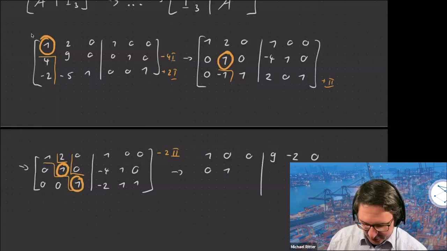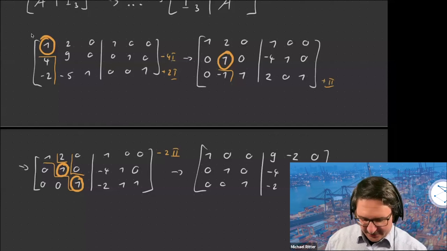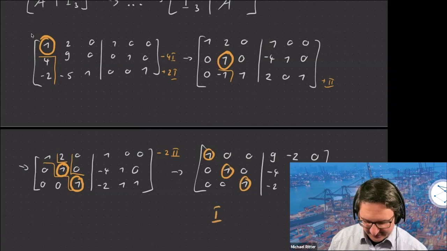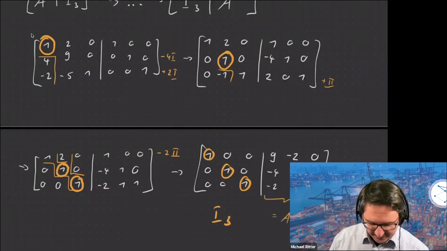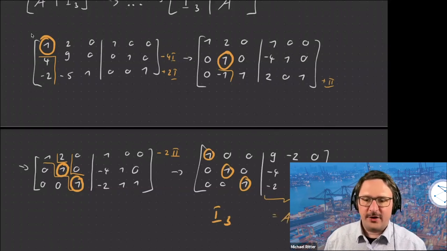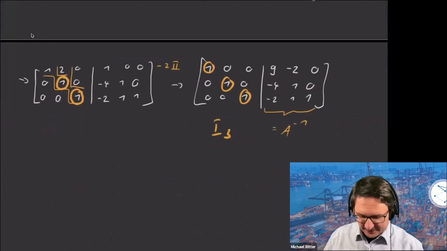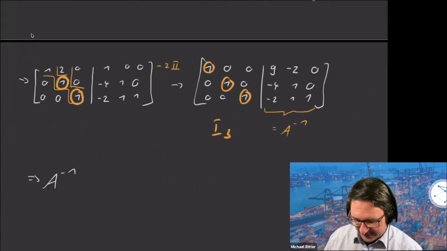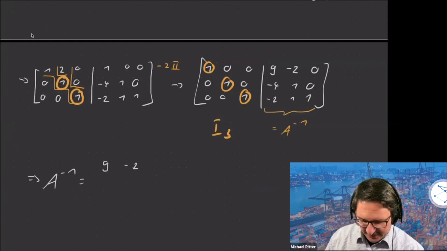Now the second row did not change, so we keep that as it is, and the third row did not change. So we copy that one. Right, and now you notice we have the identity matrix here on the left. So this is I3. And that means this matrix here is now the inverse of A, denoted as A to the minus 1. So here's our result. A to the minus 1 is 9, minus 2, 0, minus 4, 1, 0, and minus 2, 1, 1.